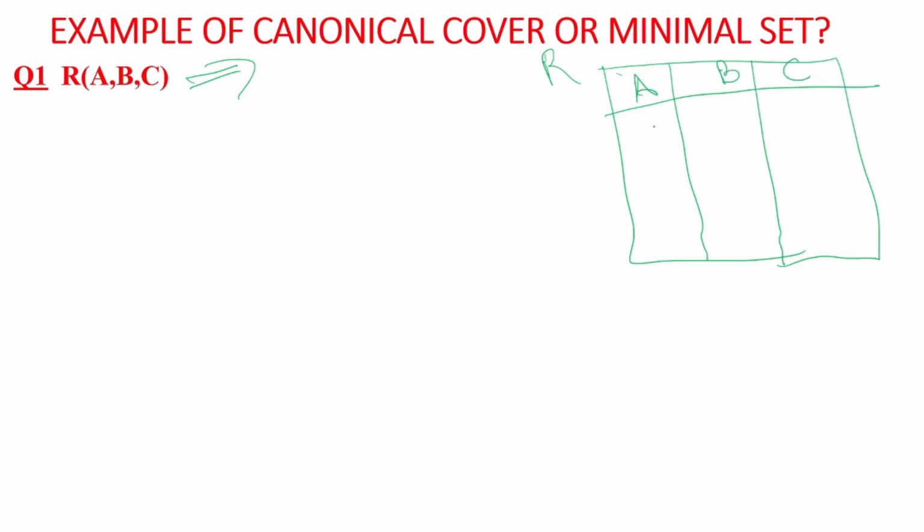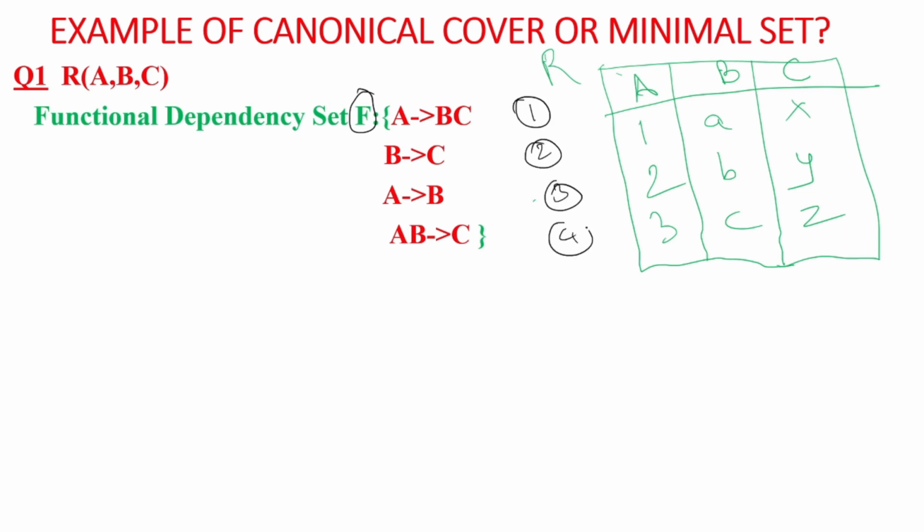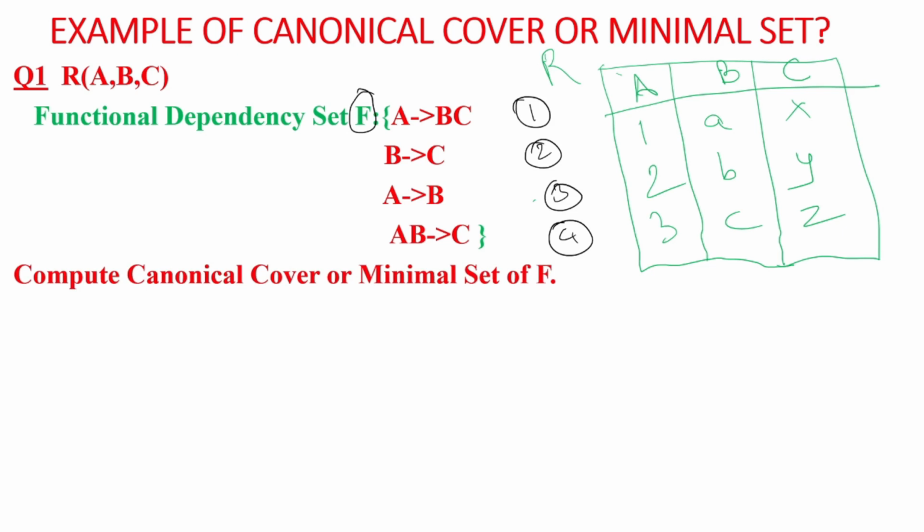C, and they will have the values like this. So functional dependency set F will be given in the problem like this. Now in this functional dependency set F, there are 4 functional dependencies, 1, 2, 3 and 4. We need to compute the canonical cover or minimal set of FDs from this given set.